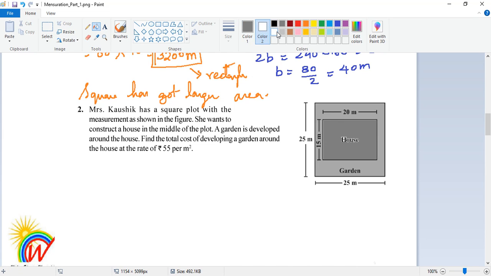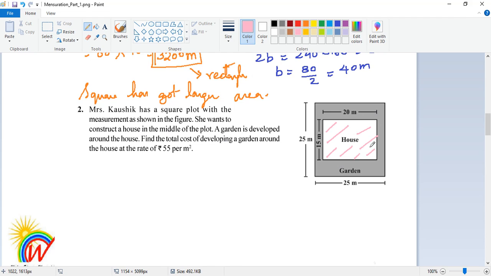Okay, wait a minute. Yeah, so this is the house. Now here I can just shade it with a different pen. Let me shade it with this color. So this white thing that you see is the house area. Now they're saying a garden is developed around this house. So the gray thing that you see is the garden.